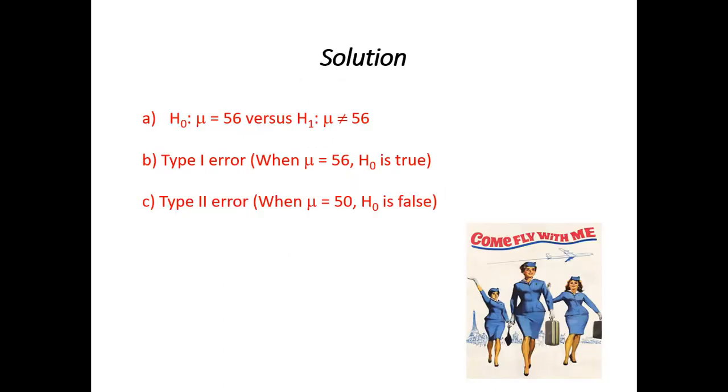Okay, did you get that the null hypothesis is the mean is 56 versus the alternative not equal to 56? In part B, the type of error that can be made is a type 1 error, because we know that when the mean is 56, the null hypothesis is true. And in part C, a type 2 error.